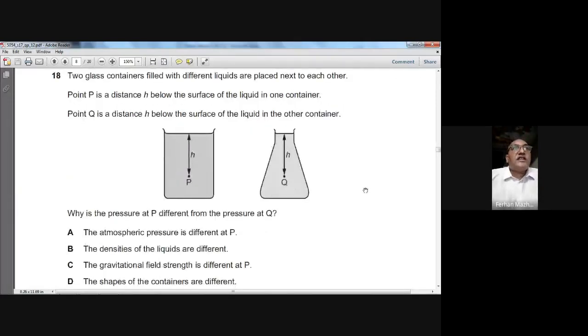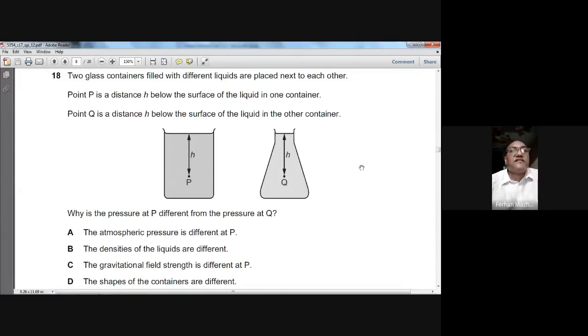The 18th question is on your screen. Two glass containers filled with different liquids are placed next to each other. Different liquids, remember this word. Point P is the distance h below the surface of the liquid in one container. Point Q is the distance h below the surface of the liquid in the other container. So the vertical depth of both points is the same, but the liquids are different.